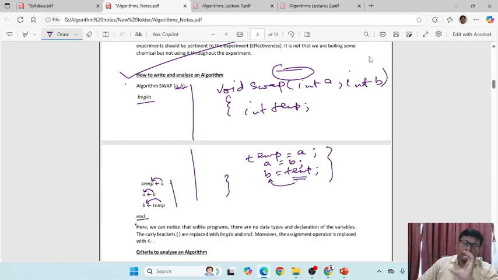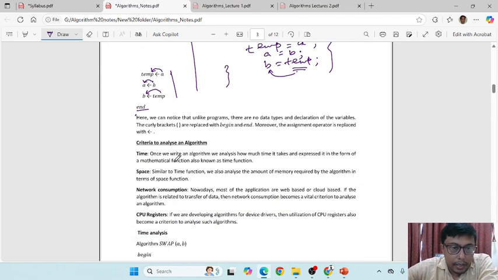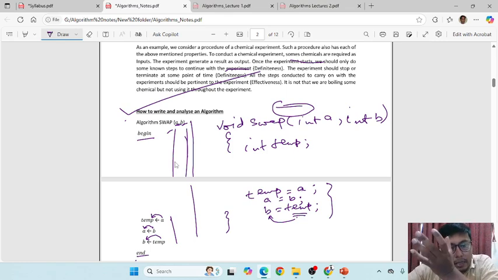Now this is your corresponding algorithm, and this is your corresponding program for this algorithm. This is the way we write the algorithm. And this kind of algorithm we need to analyze using the time and space function. Apart from the time and space function, there are various other criteria to analyze an algorithm, but these are the two main criteria which we generally use: the time function and the space function.